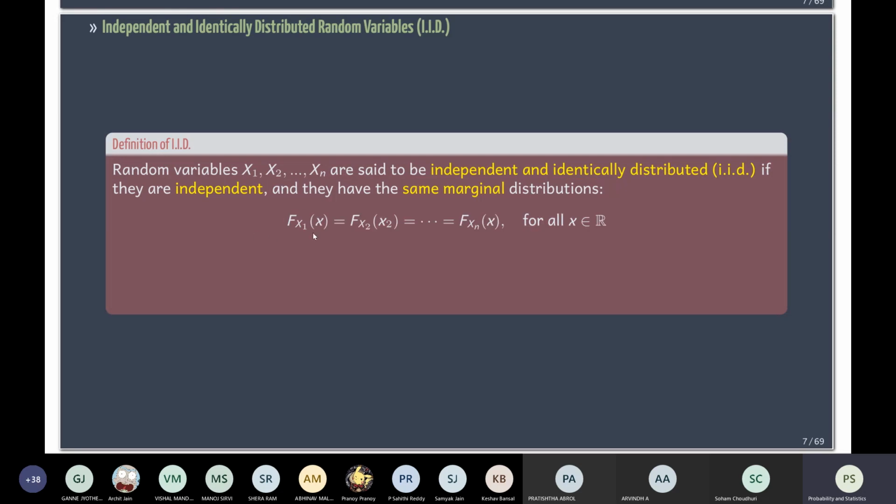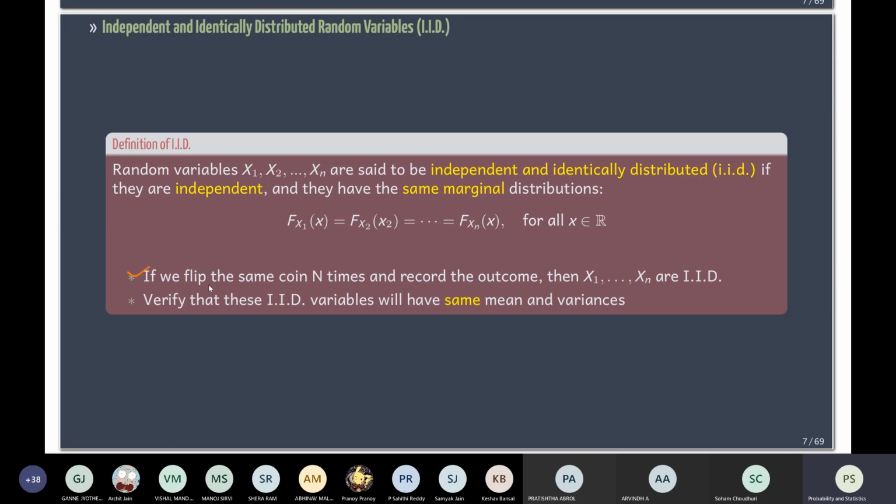So more precisely, we say that x1, x2, xn are IID if they are independent, by the definition of independence in the previous slide. And furthermore, they have the same marginal distribution. So these are the marginal distributions, and they must be exactly the same.